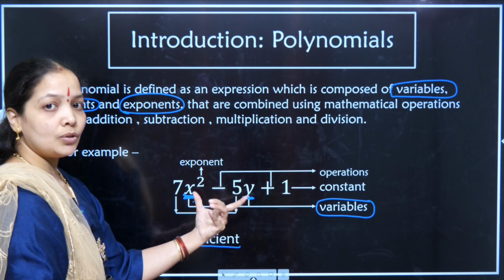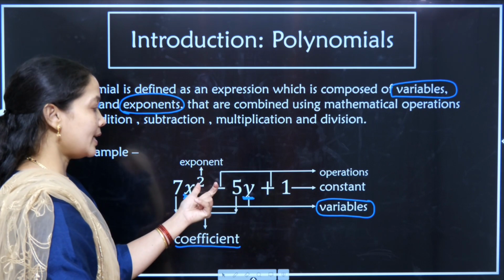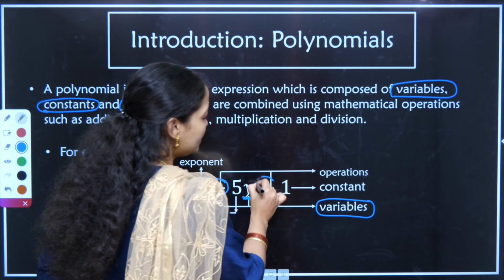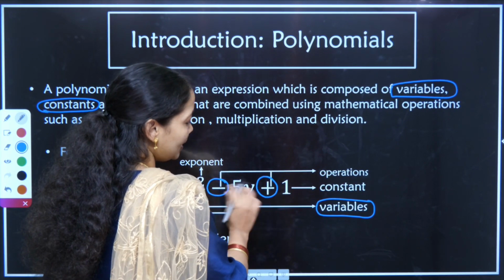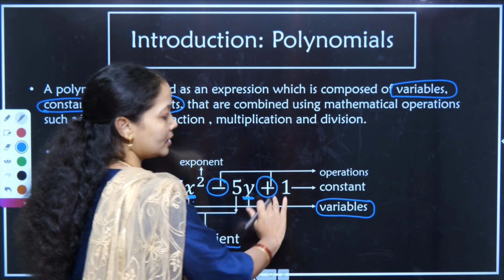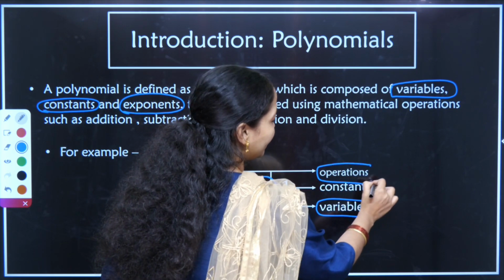All three are linked to each other with two sets of operations, that is subtraction and addition. This is subtraction, this is addition. So two of them are linked to each other. All three terms are linked by subtraction and addition, so I will term it as an operation.